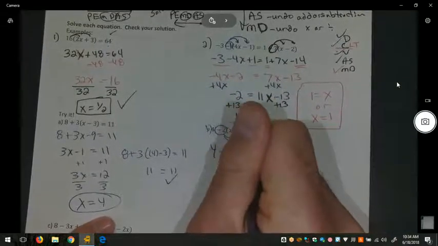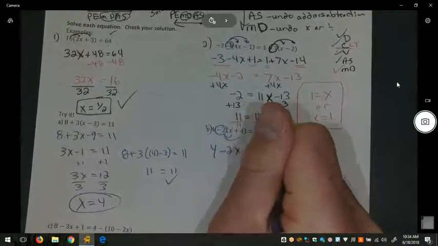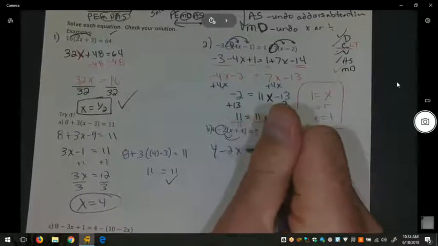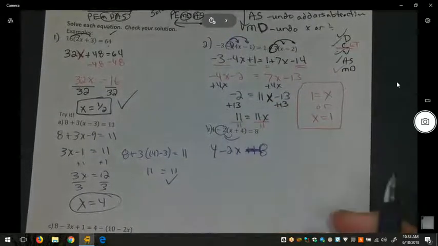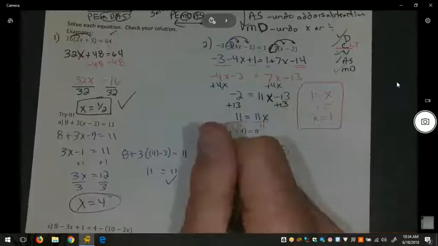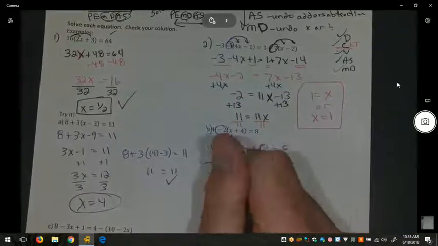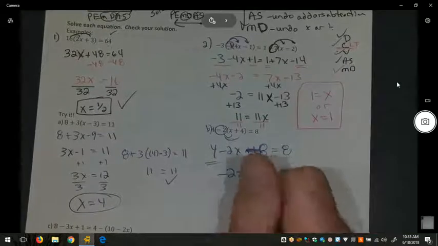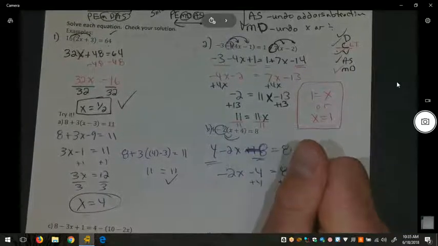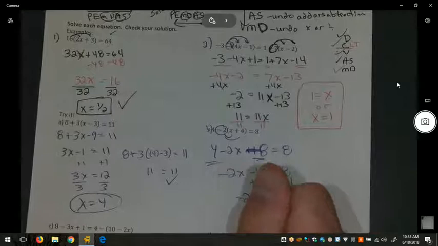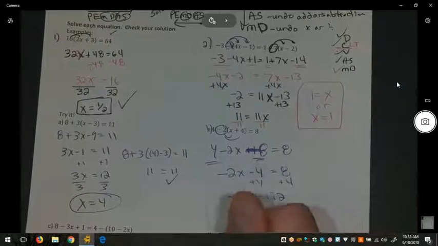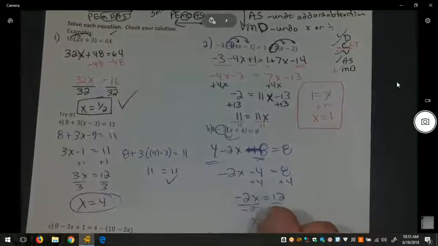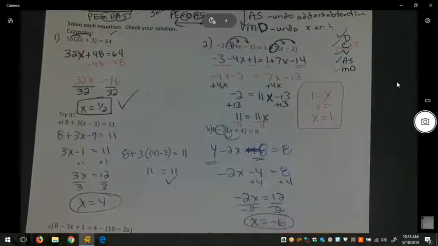giving us 4 minus 2x minus 8, because negative 2 times 4 is negative 8, equals 8. When I combine like terms, I have negative 2x minus 4 equals 8. I add 4 to both sides to undo subtraction. Negative 2x equals 12. Divide by negative 2, x is negative 6.